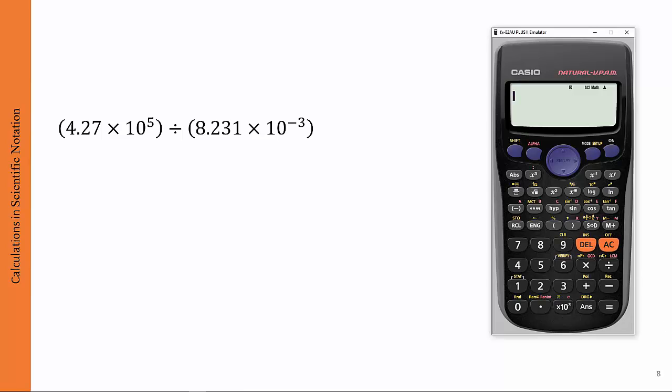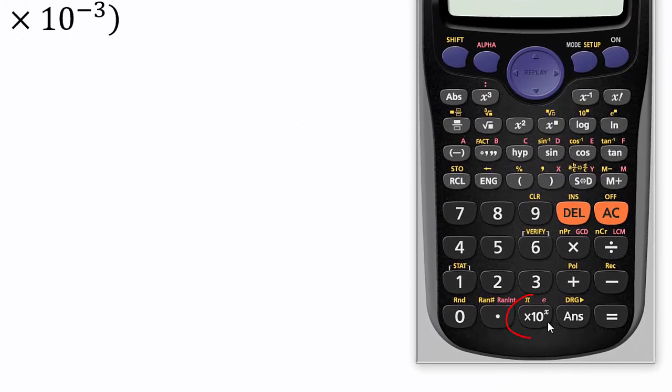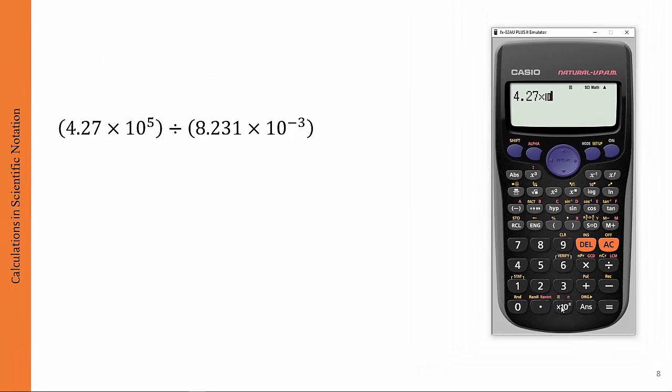To do this calculation, enter 4.27 and then press the times 10 to the power of x key rather than the multiply by key. We'll enter the power in as 5 and notice that we didn't use brackets to enter that whole number. Then press divide and the second number, 8.231, again the times 10 to the power of x key, and the power is negative 3. Press the negative key and then the 3, and then get your answer by pressing equals.